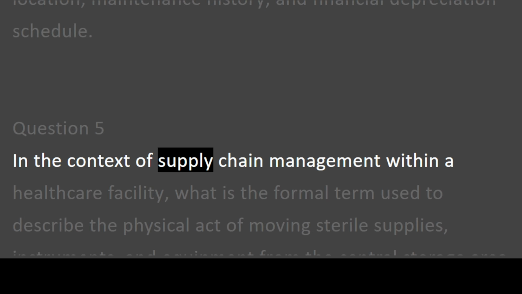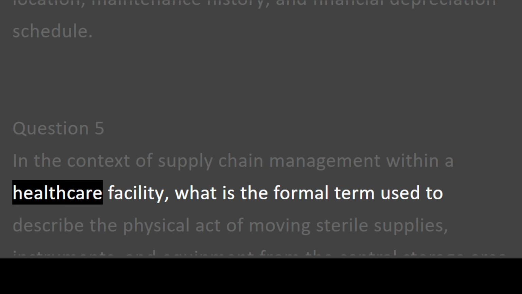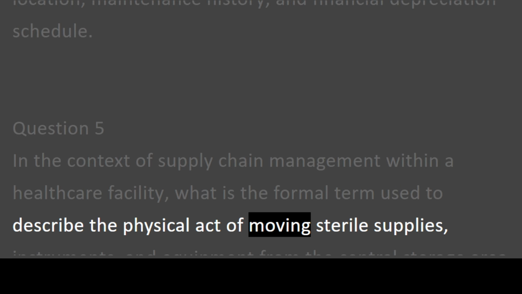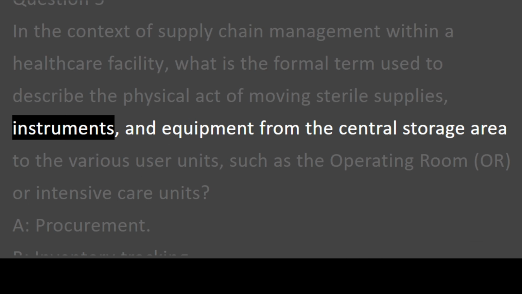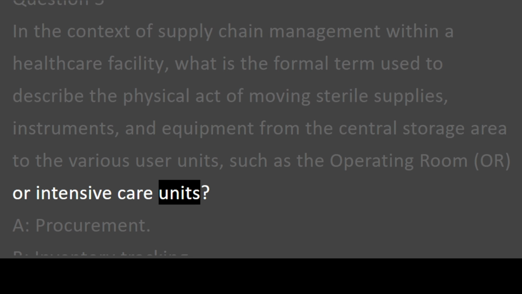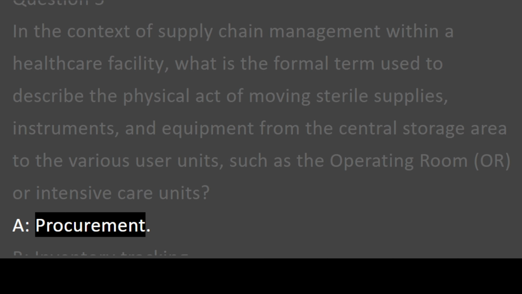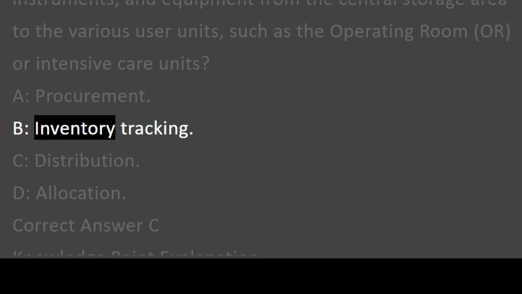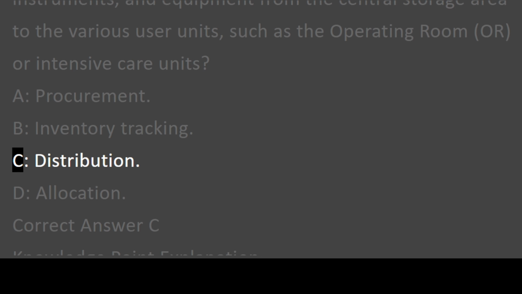In the context of supply chain management within a healthcare facility, what is the formal term used to describe the physical act of moving sterile supplies, instruments, and equipment from the central storage area to the various user units, such as the operating room or intensive care units? A. Procurement. B. Inventory tracking. C. Distribution. D. Allocation. Correct answer C.